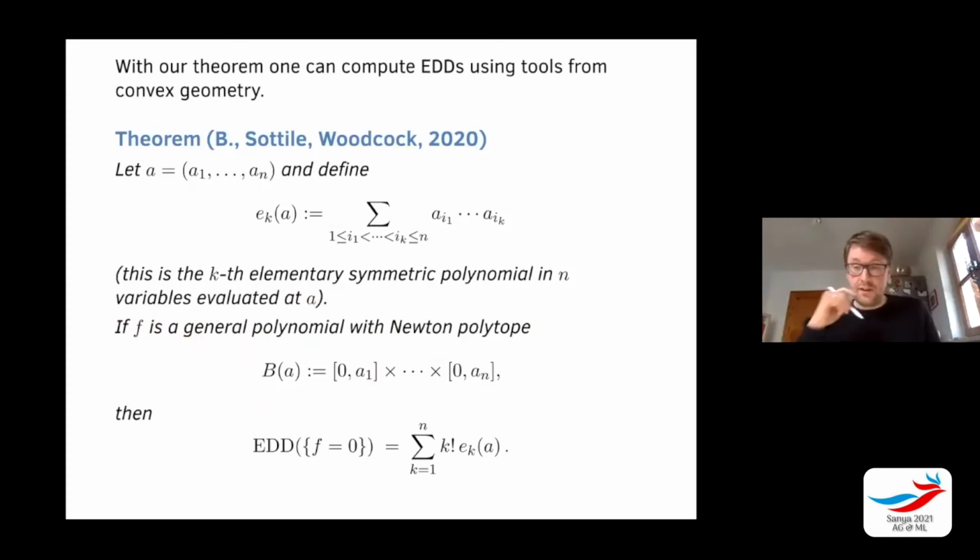So if your polynomial defining a hypersurface has this Newton polytope and is sufficiently general, then we can compute the Euclidean distance degree of the hypersurface, and it is this expression. It's the sum over k from 1 to n of k factorial times the kth elementary symmetric polynomial evaluated at a, where the a_i are the side lengths of the box. So here's a new formula for Euclidean distance degrees, which has not been there before, which you can now compute by using our theorem. So that is one reason why our theorem is interesting.